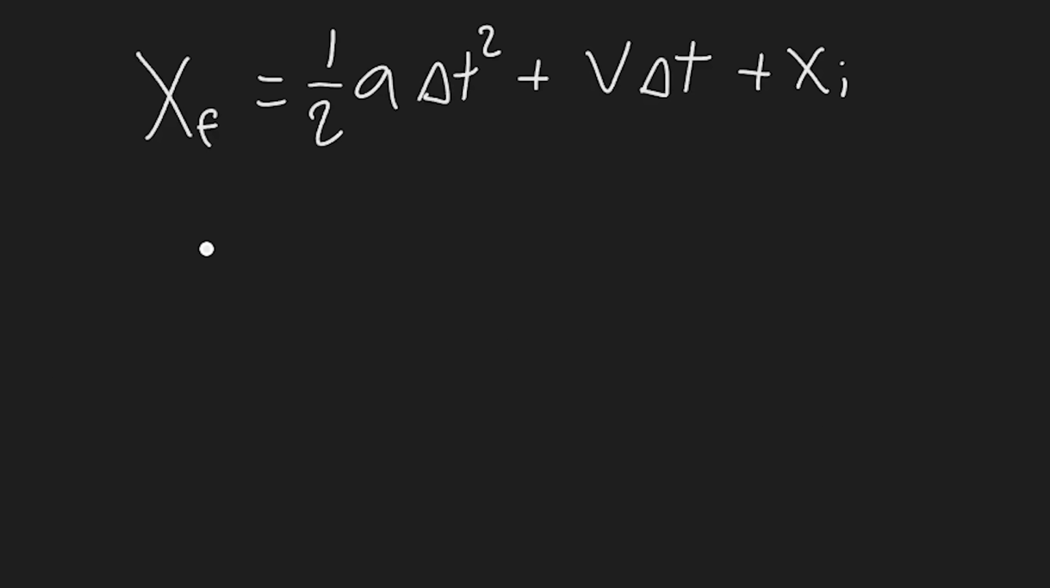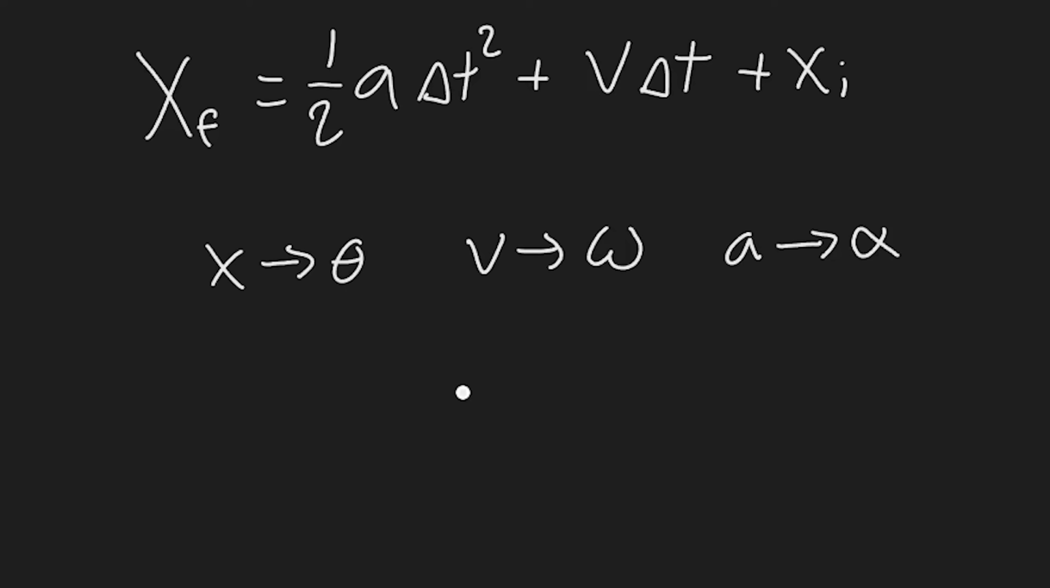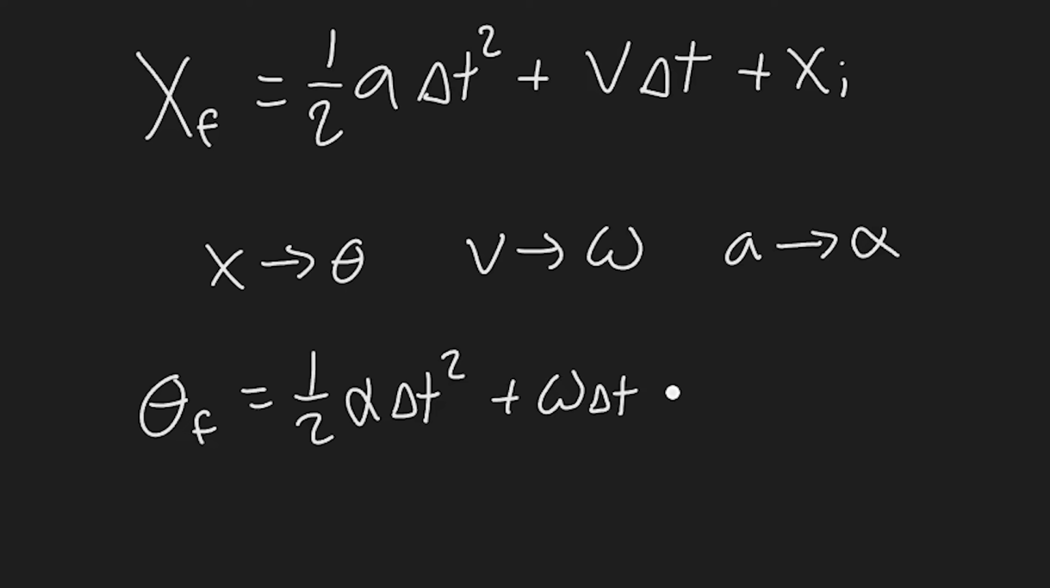Because of this connection to regular kinematics, we can replace the variables in the main kinematic equation from earlier and get something that works for angular kinematics. Let's start with the xf equals 1/2 a delta t squared plus v delta t plus xi kinematic equation and substitute our angular versions for the variables. So x becomes theta, v becomes omega, and a becomes alpha. So our angular kinematic equation is theta f equals 1/2 alpha delta t squared plus omega delta t plus theta i. We aren't going to waste any longer talking about this because we literally did this at the start of the video, but just with regular motion. So let's hop into our first demo.